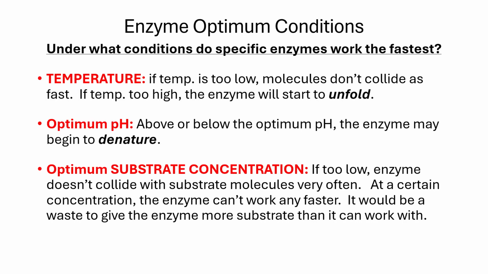All right, so under what conditions do enzymes do their best work? We know about this, right? So they have an optimum temperature. If the temperature is too low, the reaction is slowed down. If it's too high, the enzyme starts to unfold, which is also called denaturation. The same thing happens if you vary the pH. If the pH is too high or too low, the enzyme will start to denature as well, and it will have an optimum substrate concentration.